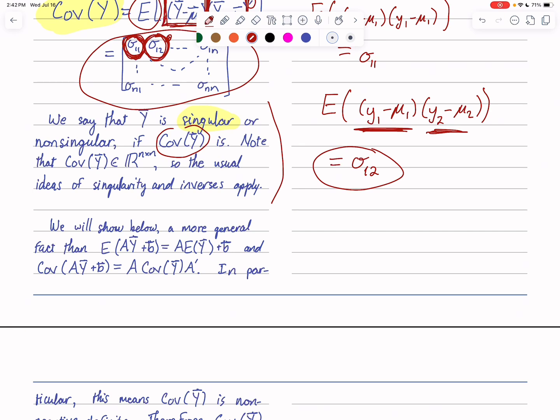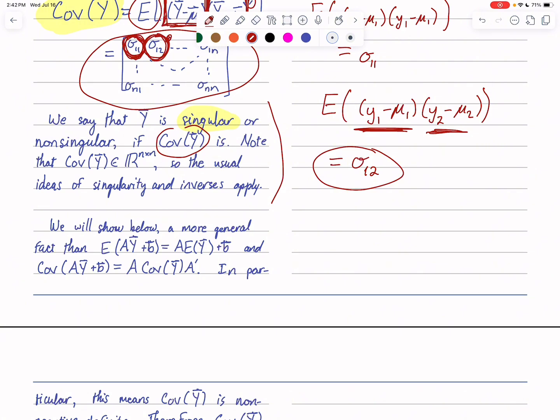Notice that the covariance matrix is a matrix of real numbers. Each one of those sigma sub ij's are real numbers, and so when we talk about whether the matrix is singular or not, we're referring to our linear algebra idea: a matrix is singular if and only if it is non-invertible. And that happens if and only if the determinant is equal to 0, because this is a square matrix, and so on and so on.